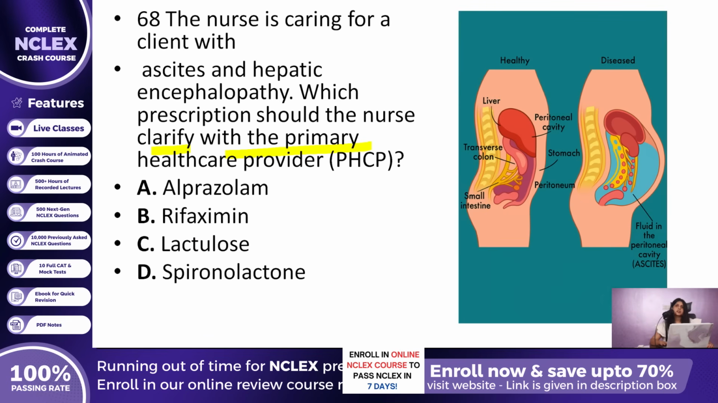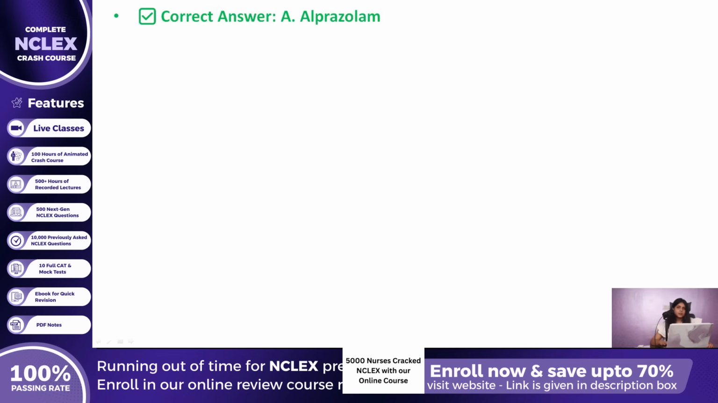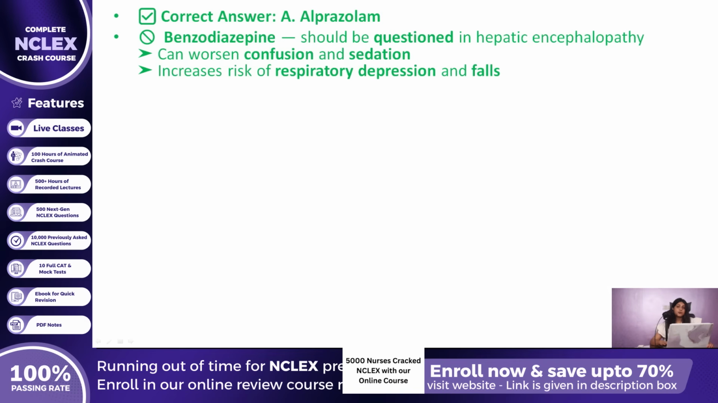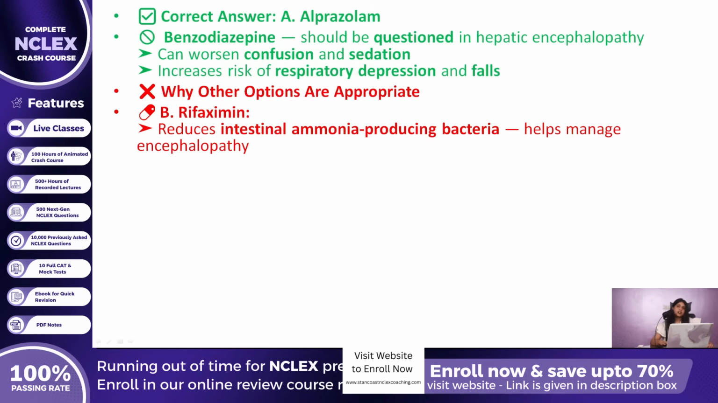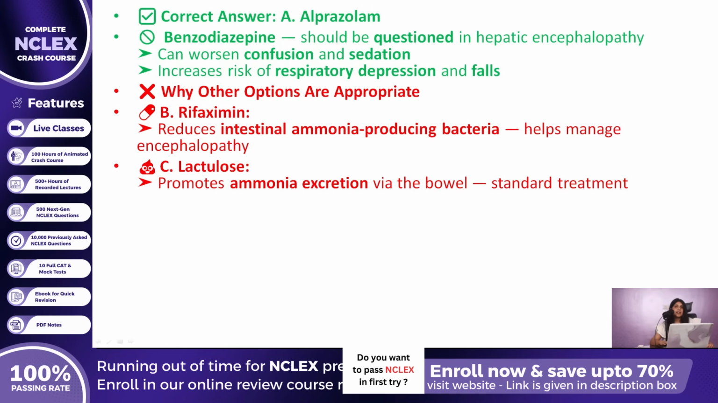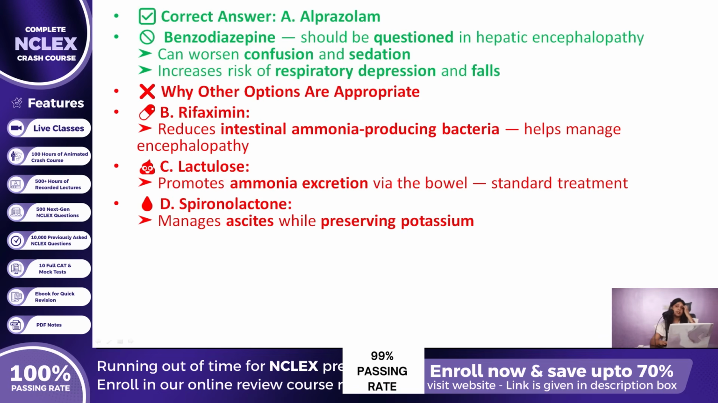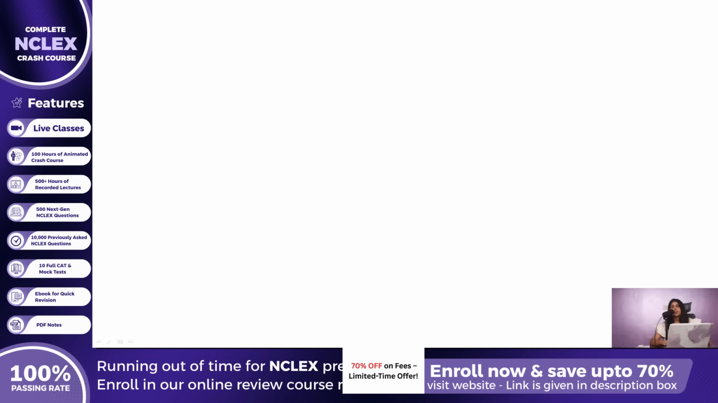The correct answer is option A, alprazolam. As a benzodiazepine, it can worsen confusion and sedation in clients with hepatic encephalopathy, increasing the risk of respiratory depression and falls. Option B, rifaximin, and option C, lactulose, help reduce ammonia levels and are appropriate treatments. Option D, spironolactone, is used to manage ascites while preserving potassium. Alprazolam should be questioned due to its harmful effects in this condition.